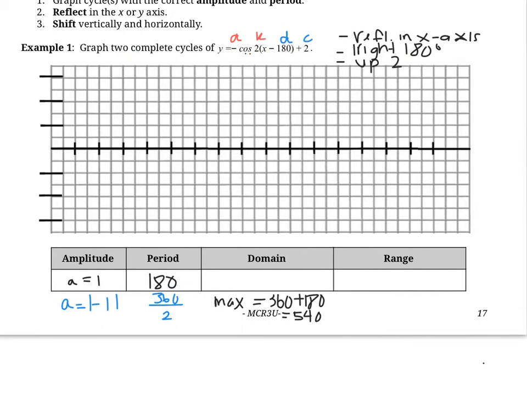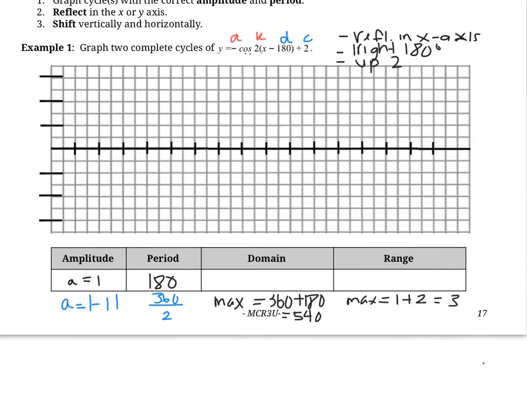Now let's take a look at our range. So our range, since the amplitude is 1, normally the max is 1 and the min is -1. But we're also shifting up 2. So that means that our max value is going from 1 up 2. So it's going to be 3. So when making our scale, we need to make sure that we get to a maximum x value of 540, and we need to get to a maximum y value of 3.